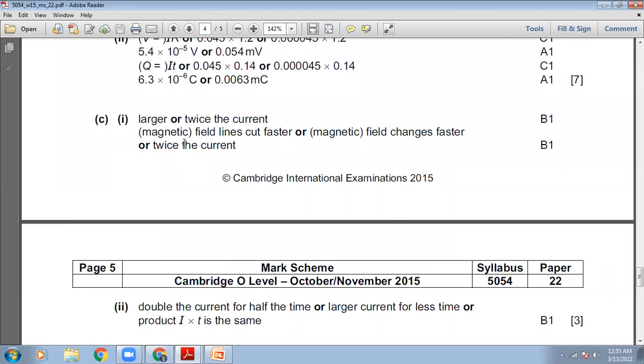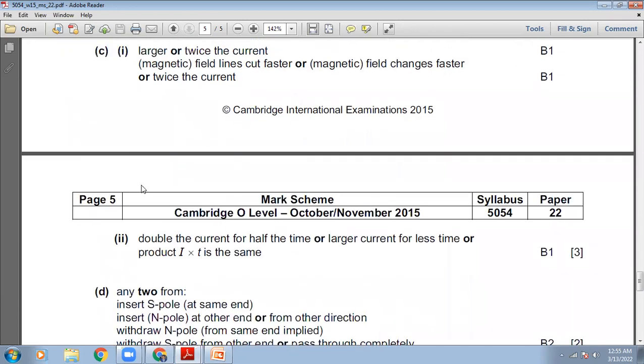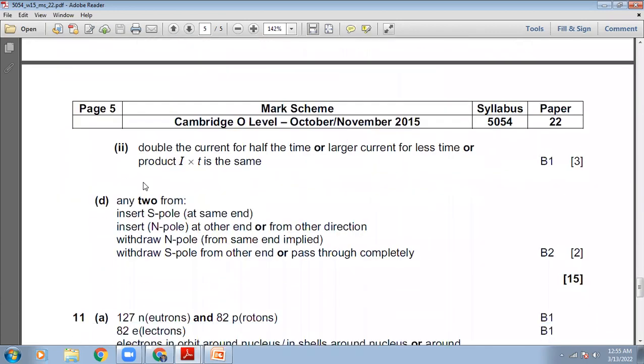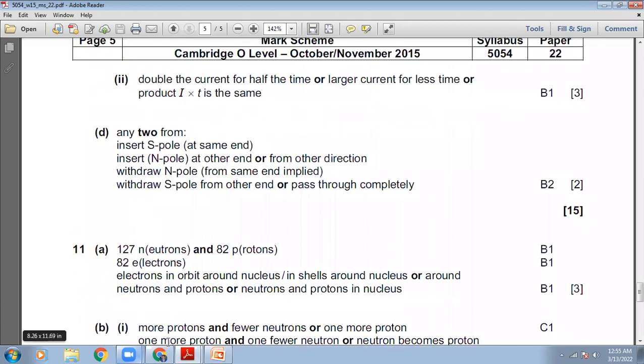So let's have a look at the marking scheme. If it is larger or twice the current, magnetic field lines cut faster and magnetic field changes faster, or twice the current. So that is the answer which is written there, C part, and our answers are right.